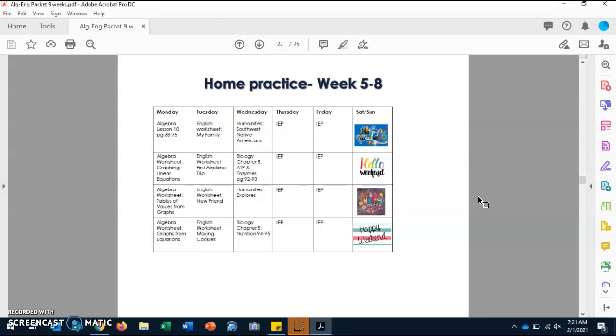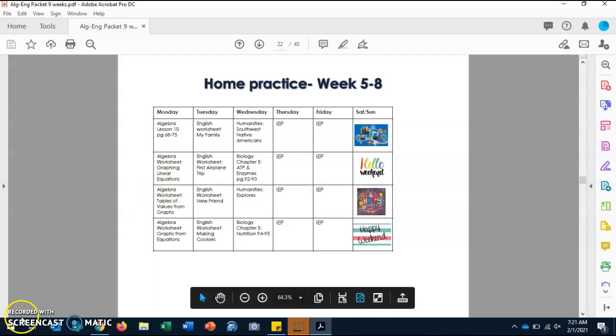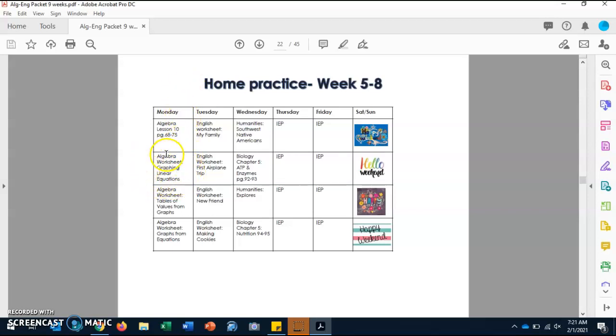So, for this week, boys, we are in week number 6, and today we are going to go over math. We are Monday, so we're going to be working in algebra, and the worksheet is going to be graphing linear equations.